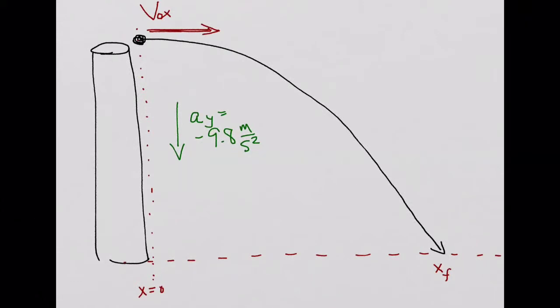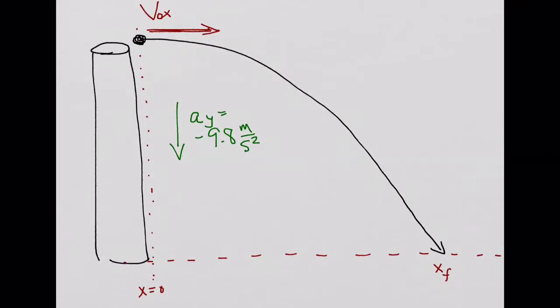Now the problem was actually that the ball was initially shot to the right with an initial velocity v0x. We don't know how fast that is, but what that did was make the ball move to the right as it fell down. And as the ball moves to the right while it falls down, it actually has a parabolic trajectory. So let's see why that is.